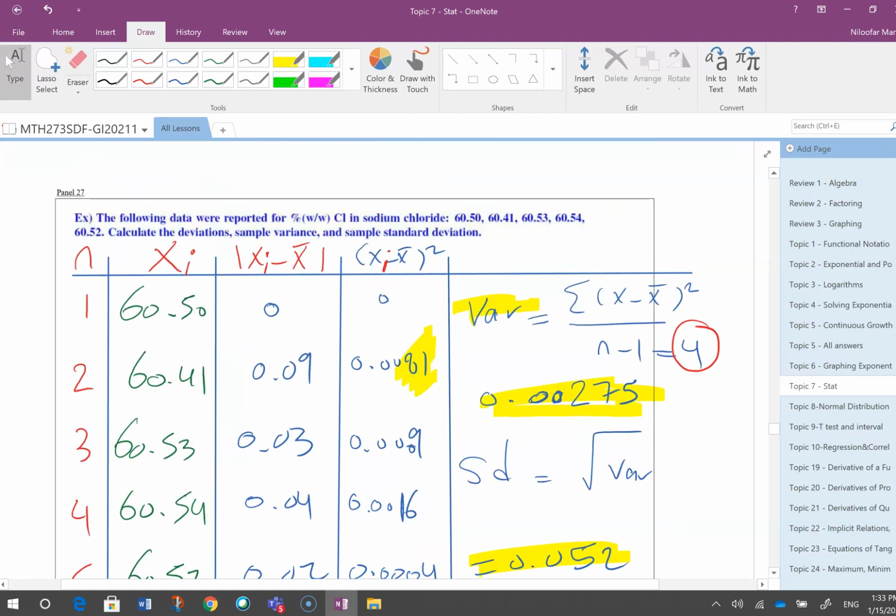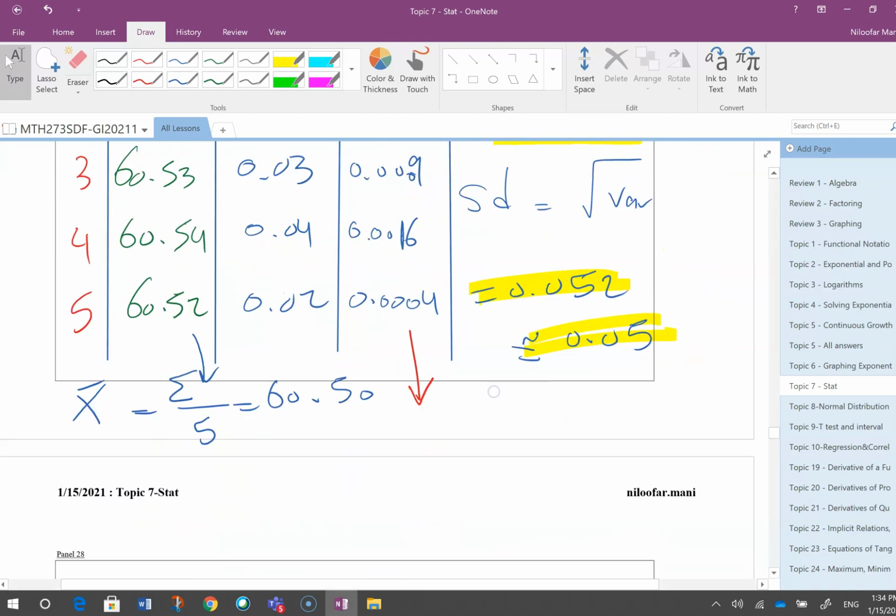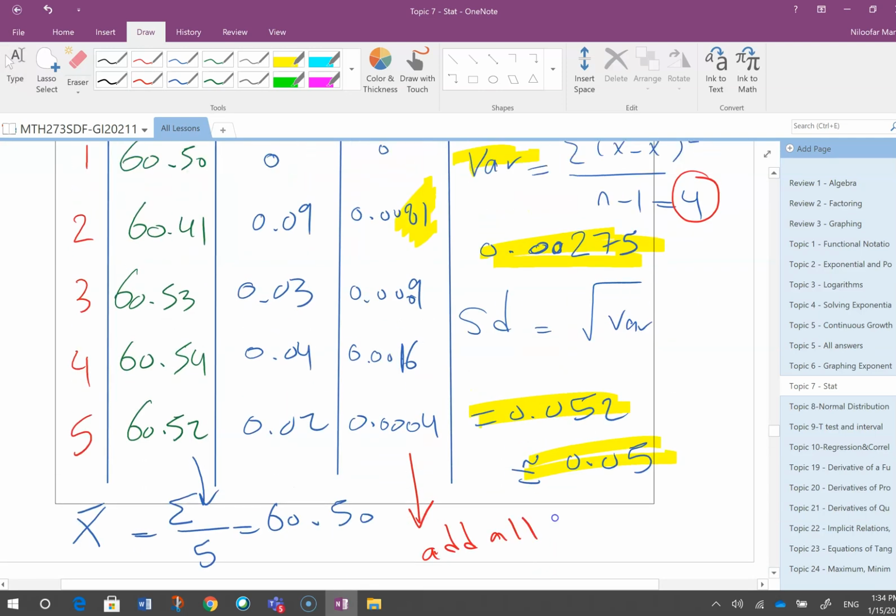Okay, so the question for this part looks exactly like here. I give you several values. You have to add them all, divide by the number, find x bar, then xi minus x bar for each, then square them all, then add them all. So here you add them all, and this result goes here.